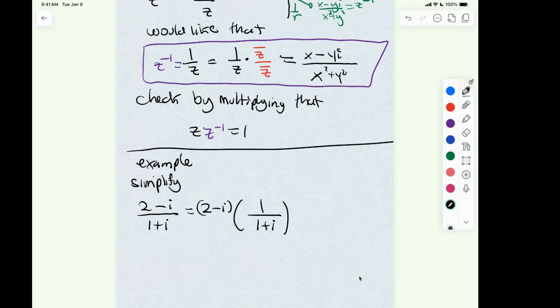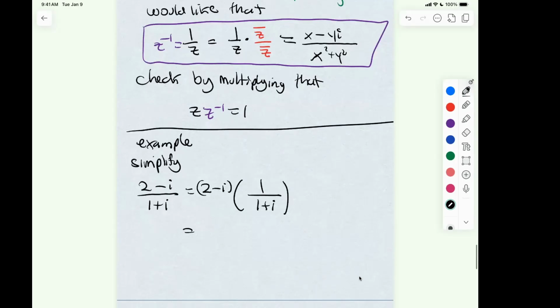And then to this one, I apply the magic trick. The magic trick is to multiply and divide by its conjugate. And again, the conjugate only changes the sign of the imaginary part. So it was +1, so it becomes -1.